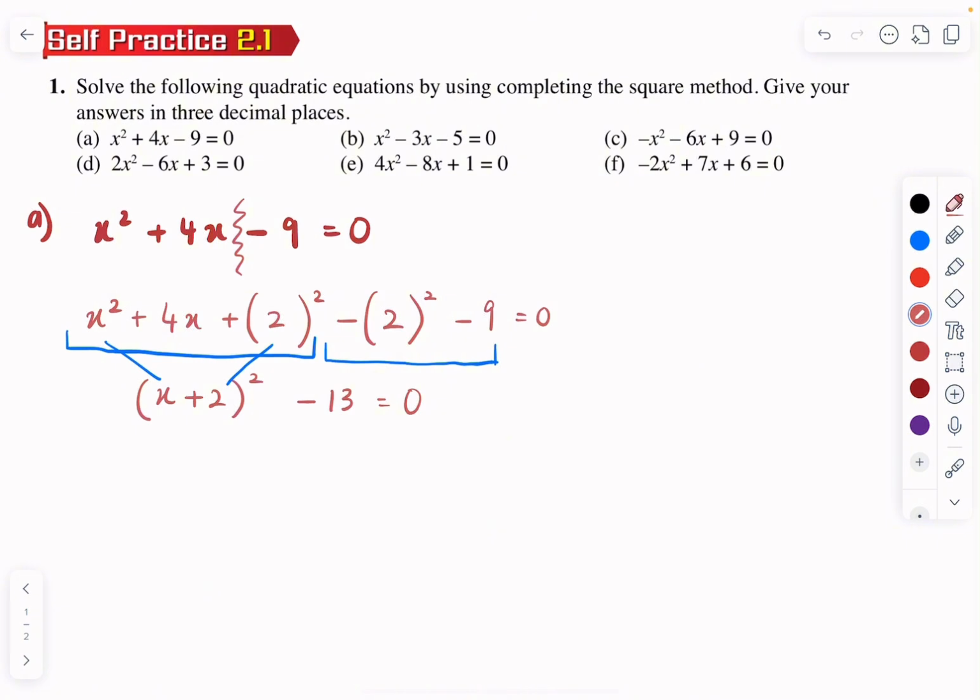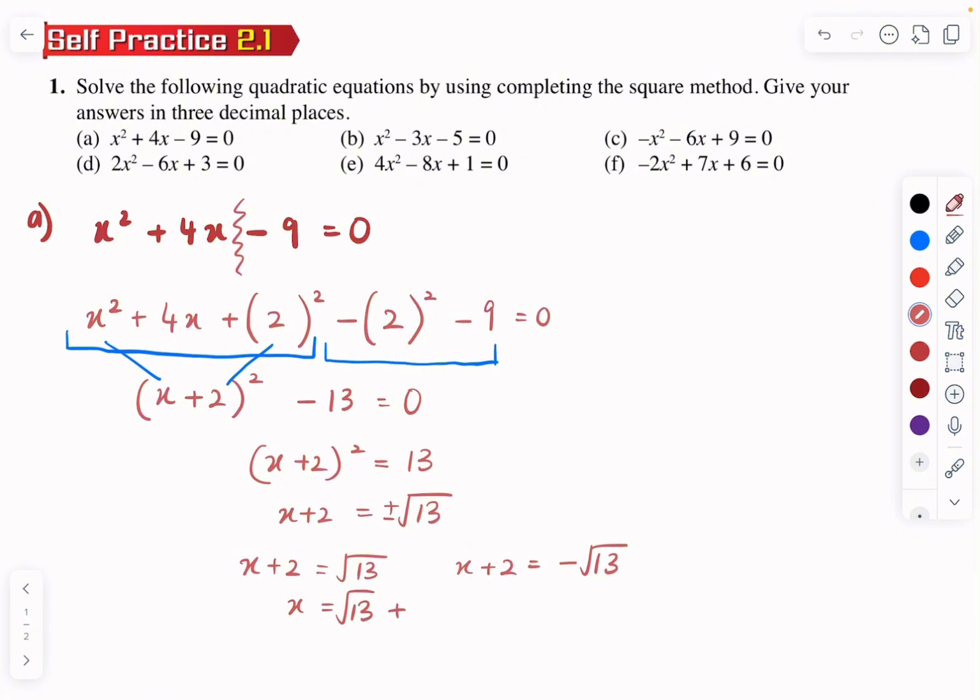But here they want us to solve for x. So what we have to do is make x the subject. So x plus 2 square equals positive 13. That negative 13 we bring it here. And then x plus 2 is the square root of 13. But with square root, you must remember to add plus minus. So we'll get 2 answers. One is positive square root of 13: x plus 2 is square root of 13, so x is square root of 13 minus 2. And here x will be negative square root of 13 minus 2.